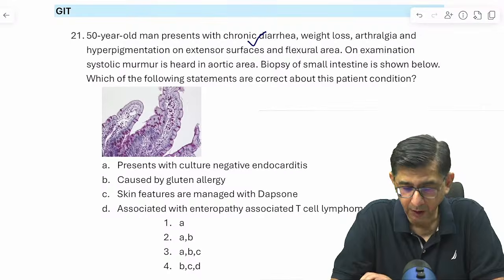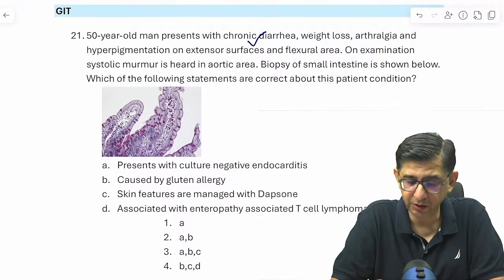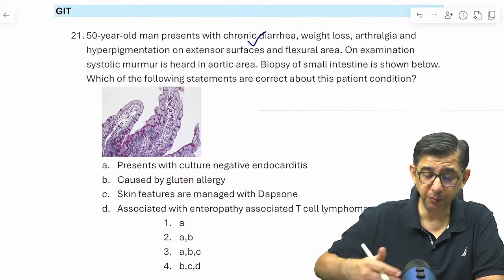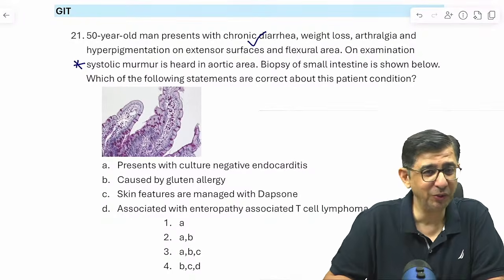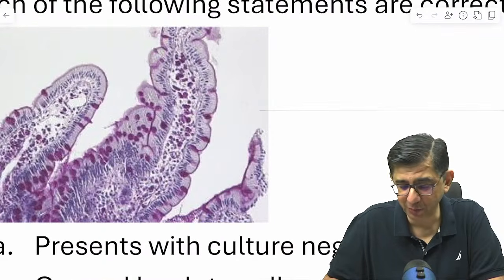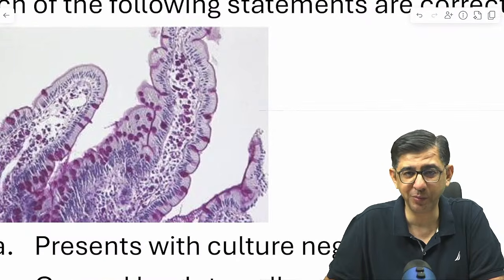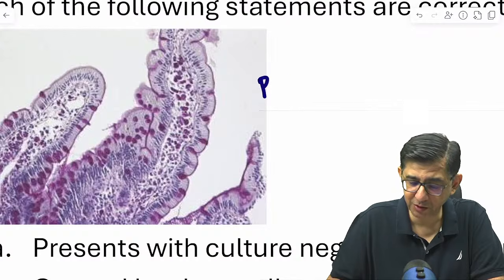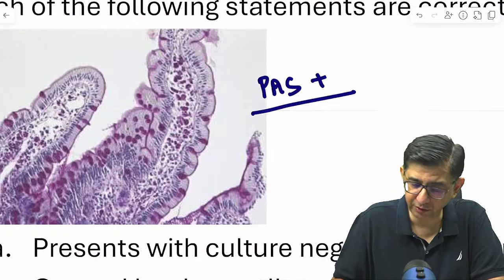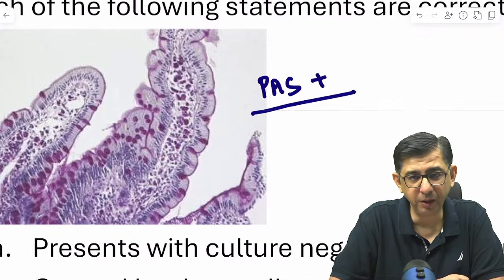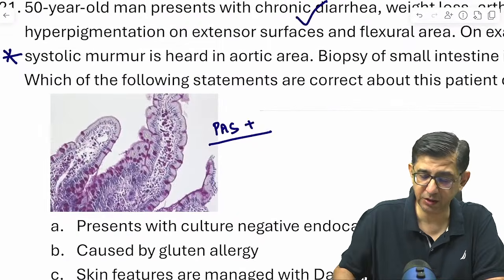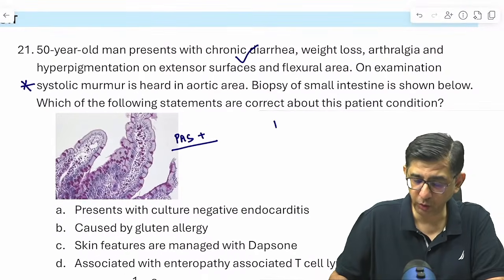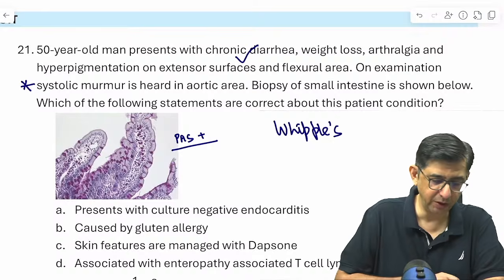your attention. Diarrhea, weight loss, arthralgia, hyperpigmentation. There's a systolic murmur that is also present. So cardiovascular भी डाल दिया भाई, and then the biopsy is shown. So you can see that in the lamina propria, that PAS positive macrophage is loaded with bacteria is present. And the moment you see that PAS positivity and the moment I say that there is lamina propria, intracellular bacteria loaded inside the macrophages, you know that you are dealing with Whipple's disease. Now, considering that you know it is Whipple's disease, you have to figure out the subsequent options which are there. So step one is to identify Whipple's.